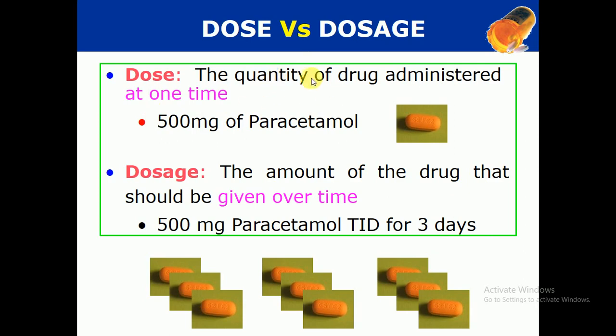Here we have mentioned how much quantity of drug is administered at one time, for example, 500 milligram of paracetamol. But here we have mentioned 500 milligram paracetamol TDS for 3 days. This is called given over time. So in this case, the quantity, the amount of drug, should be given over time.